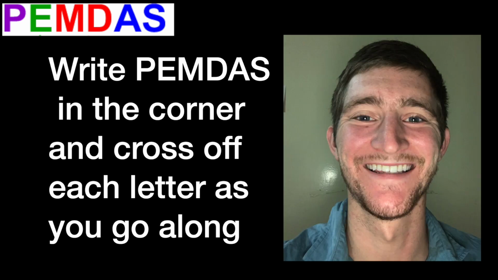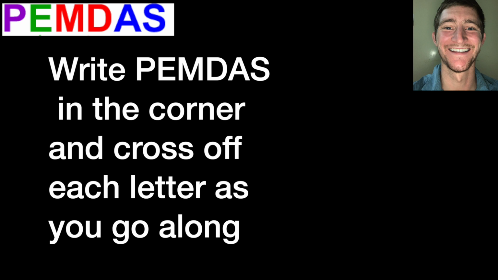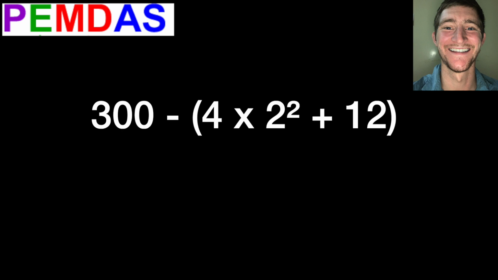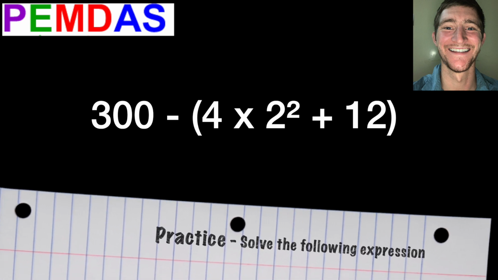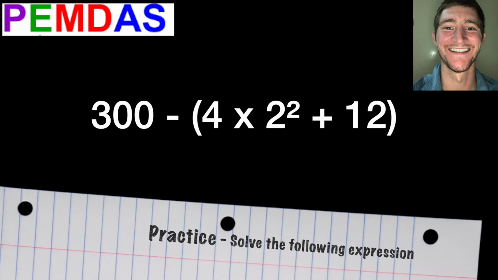So, as James was trying to say, you need to remember to cross PEMDAS off for each step as you complete it. So let's try with an example problem. 300 minus parentheses 4 times 2 squared plus 12 close parentheses. Now, try this example alone and pause the video and make sure that each step of PEMDAS is crossed off as you progress.